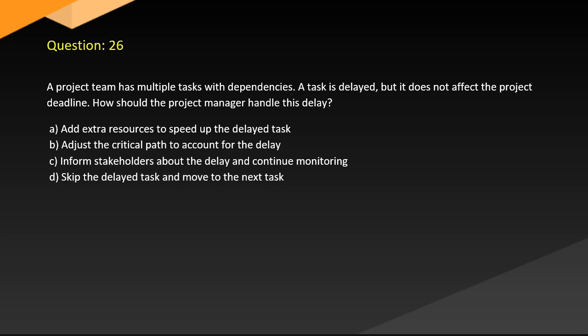Question 26. A project team has multiple tasks with dependencies. A task is delayed, but it does not affect the project deadline. How should the project manager handle this delay? A. Add extra resources to speed up the delayed task. B. Adjust the critical path to account for the delay. C. Inform stakeholders about the delay and continue monitoring. D. Skip the delayed task and move to the next task.